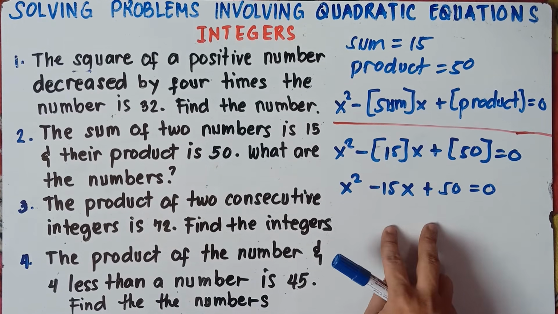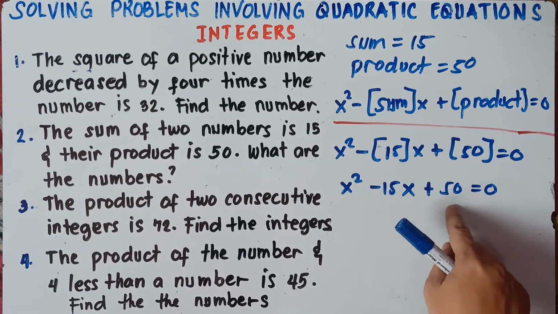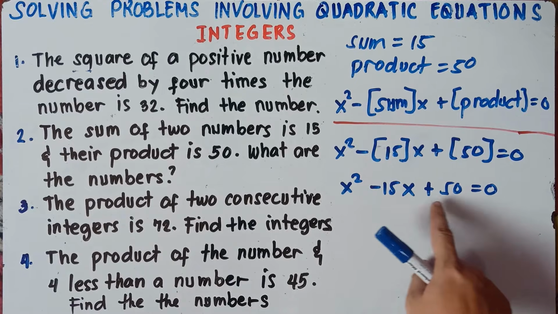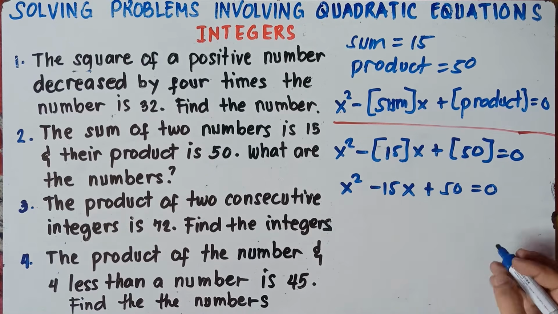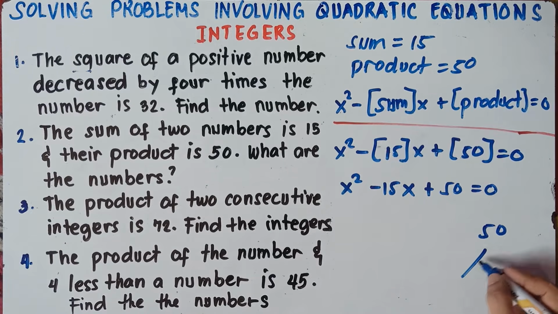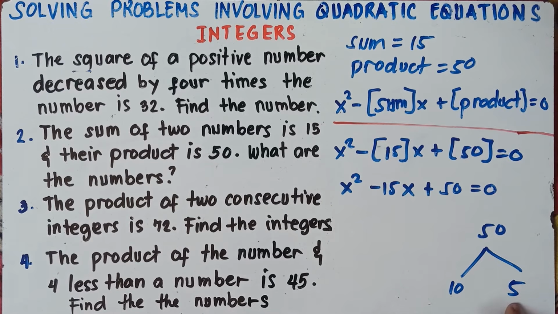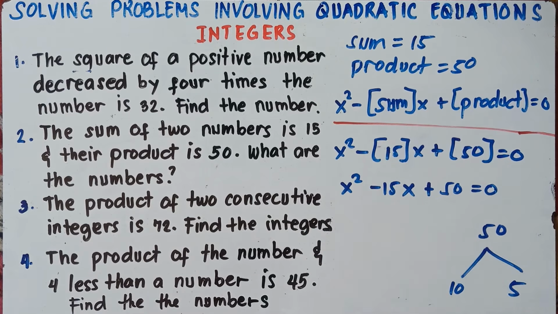Now, you need to find the roots. You factor this out. Once again, in factoring, you find two numbers that when you multiply the two numbers, you will get 50. At the same time, when you combine the two numbers, you will get negative 15. So for 50, there would be 10 and 5, right? 10 times 5 is 50. If you add 10 plus 5, that is 15, but it's not negative 15. Therefore, it should be negative 10 and negative 5.